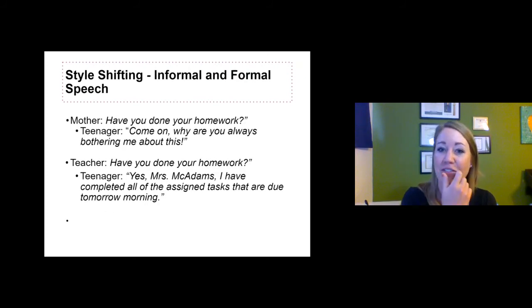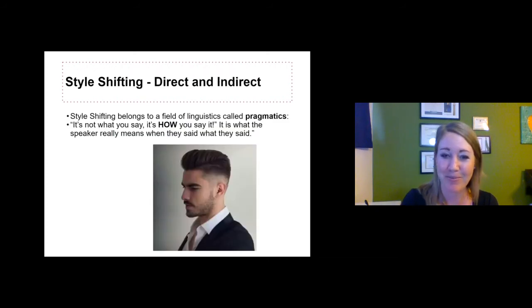Well, here's an example of formal and informal speech. Your mom says, "Have you done your homework?" Teenager says, "Come on, why are you always bothering me about this?" But your teacher can ask you the same question. It's, "Yes, Miss Adams, I've completed all the assignments that are due for tomorrow morning," right? So these are very different styles of speaking based on who we're talking to.